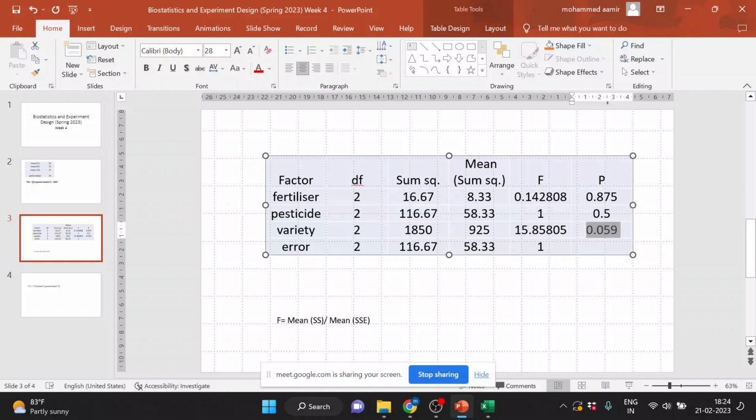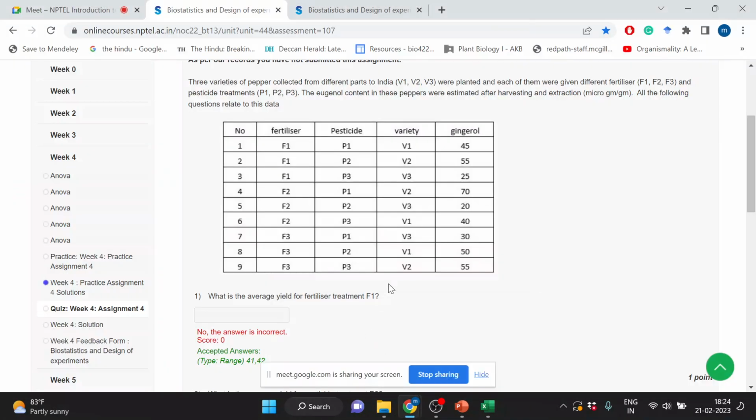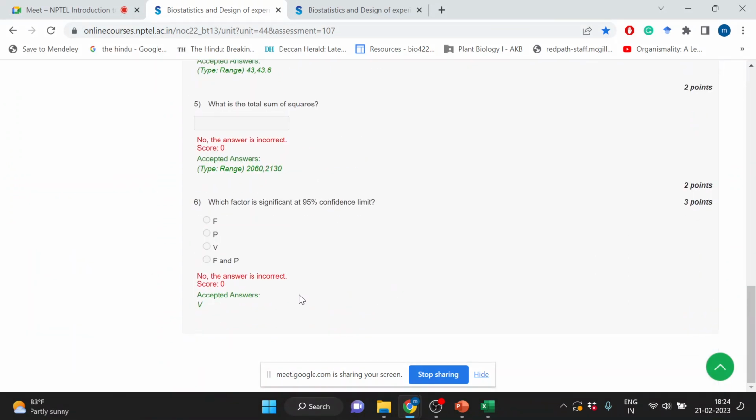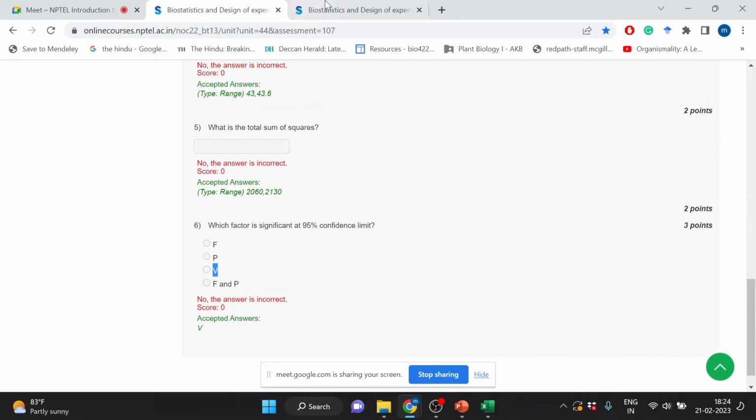The actual answer, apparently, is that variety is significant. In our case, it's actually marginally significant. It's not less than 0.05. So yes, that is how you do an ANOVA.